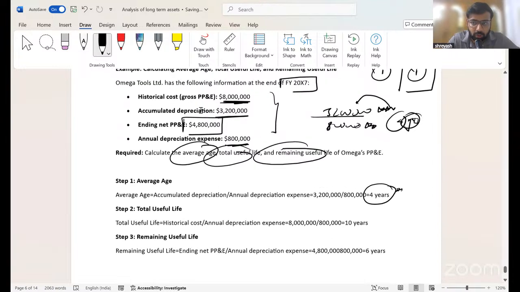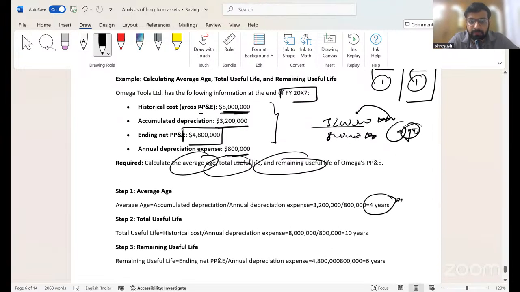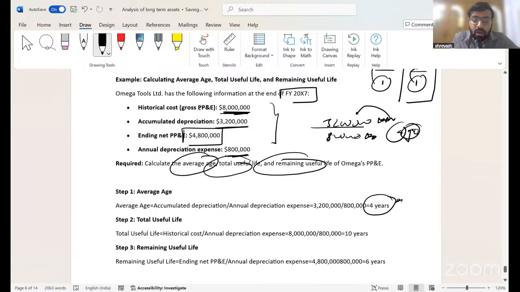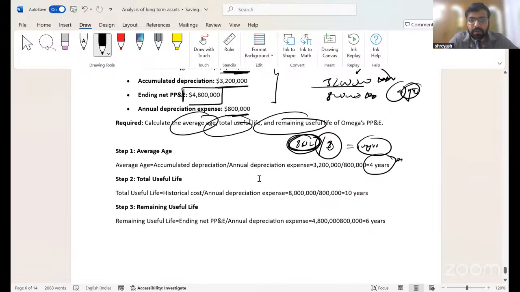Sir, what exactly is total useful life? How do I calculate total useful life? All I have to take is my historical cost, which is 80 lakhs, divided by my annual depreciation expense, which is 8 lakhs. That gives me 10 years of useful life. This is going to be my total depreciation, because the original cost is going to be completely depreciated, divided by 8, which is the annual depreciation. So I will get my useful life.